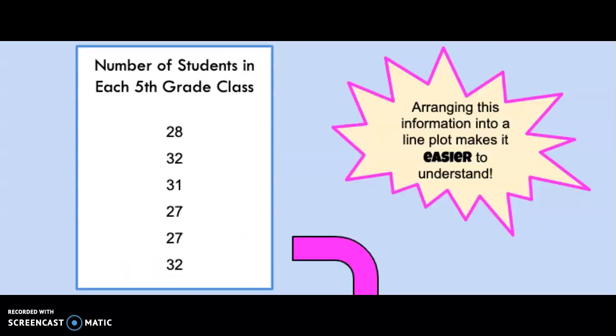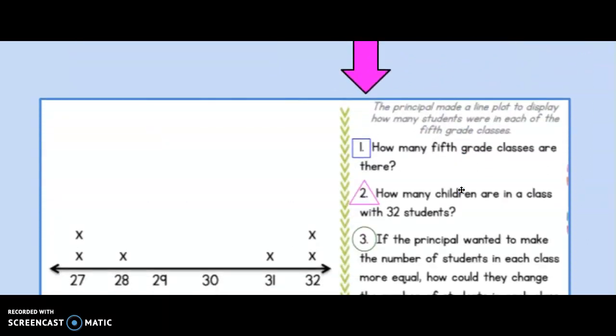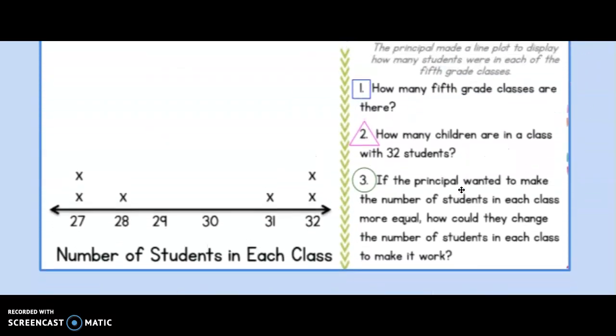Here's some numerical information showing the number of students in each 5th grade class. Well, I can look at this list and see, oh, there must be 6 sections of 5th grade in this sample school. But answering other questions about this list would be much easier if it was arranged in a line plot. So we'll scroll down and see the same information arranged in a line plot.